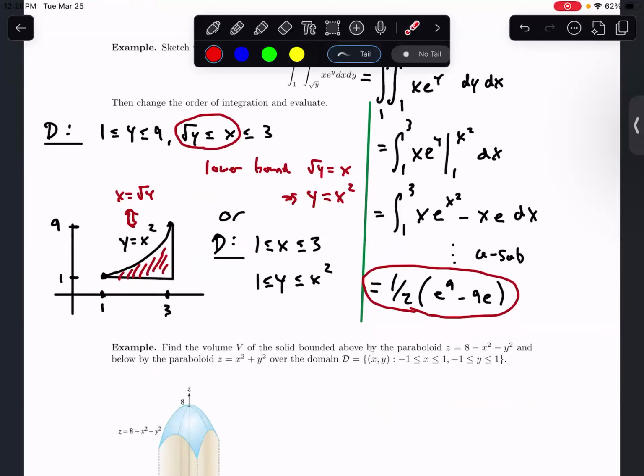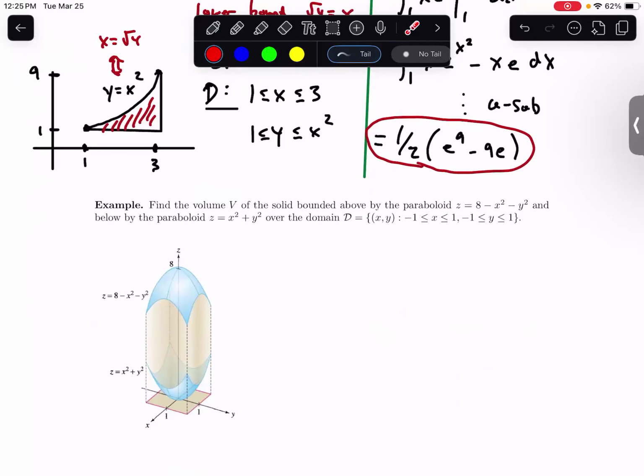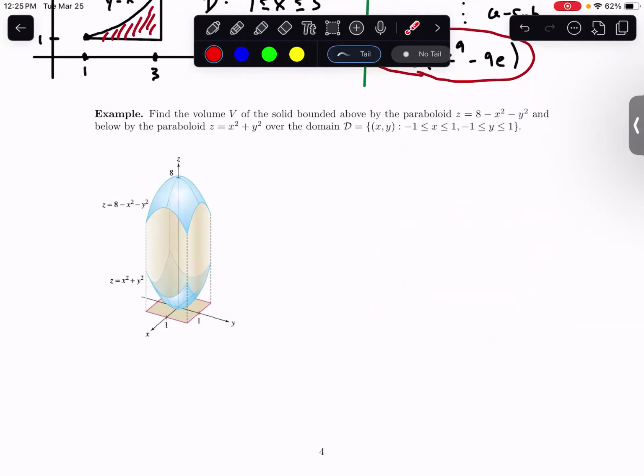Okay, this next example. I think there's just two more examples I want to go through. If I have time, I'll go through the average value problem on the next page. But this example kind of harkens back to what we were doing in the beginning of Calc 2 last semester when we were looking at the area between two curves.